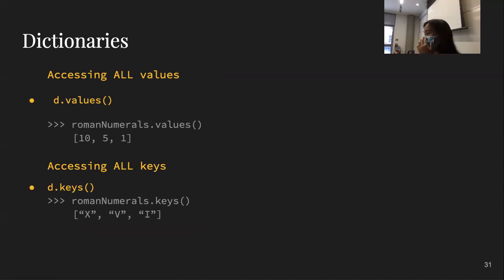If you ever want to look at all the values in your dictionary or all of the keys, you can use the built-in functions as well. You can do the name of your dictionary .values and similarly dictionary.keys. And you can see here, it'll return a list of either all of the values or the keys in your dictionary.